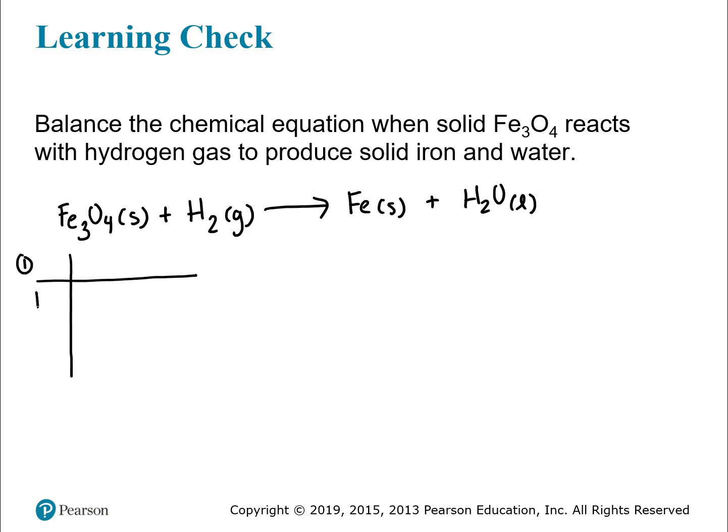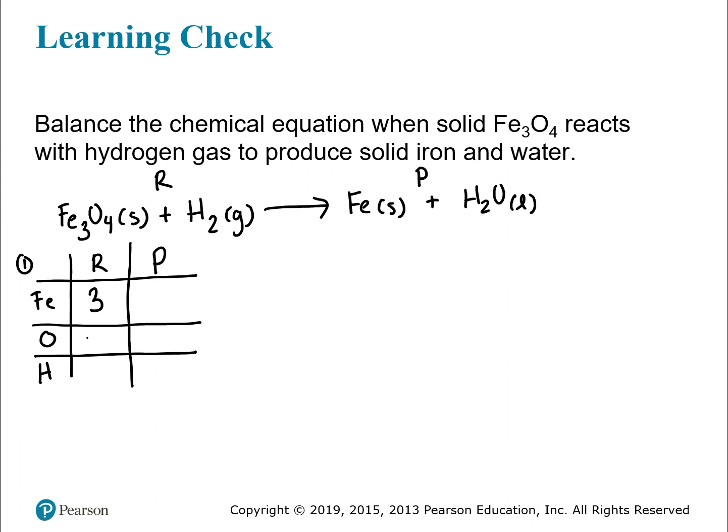We have iron, oxygen, and hydrogen. On the reactant side, there are 3 irons, 4 oxygens, 2 hydrogens. Product side, 1 iron, 2 hydrogens, 1 oxygen. Clearly not balanced.